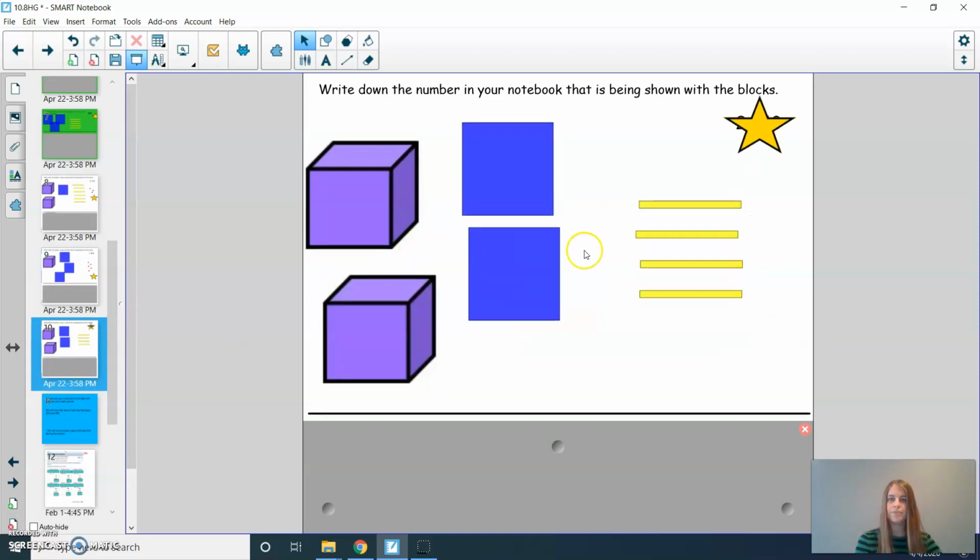One more. How much do you see? If you said 2,240, you are correct. Notice how I don't have any cubes, so I'm showing that by putting a 0 in my ones place.